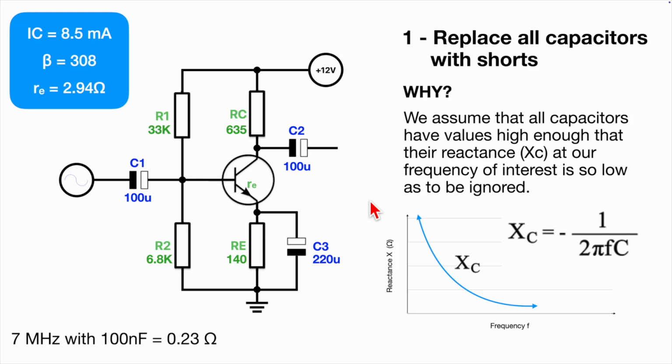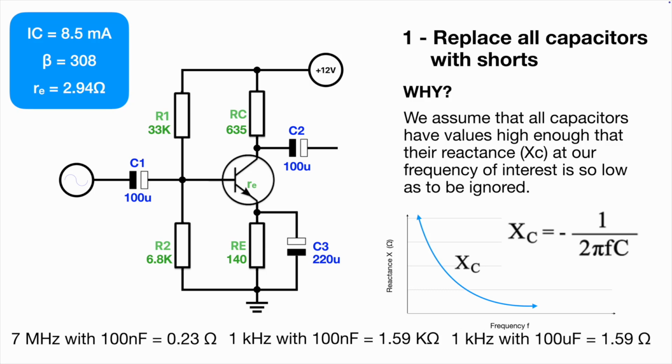However, if we were to stick with 100 nanofarad caps and then put this signal through it with, say, a 1 kilohertz frequency, we would have a reactance of 1.59 kiloohms. So that's clearly going to be no good at all, which is why I went for big capacitors, because 1 kilohertz at 100 microfarads is 1.59 ohms, so very little. So that's why we're going to replace the capacitors with shorts.